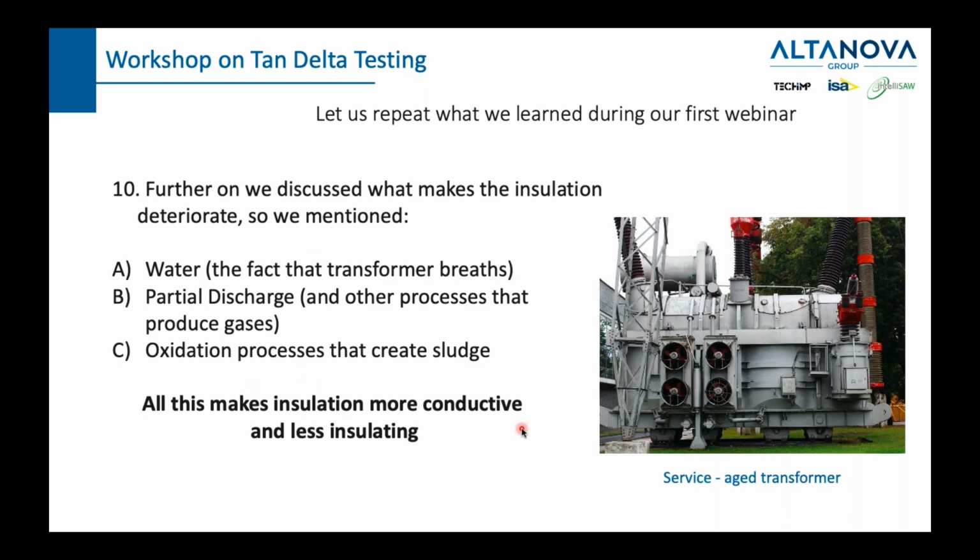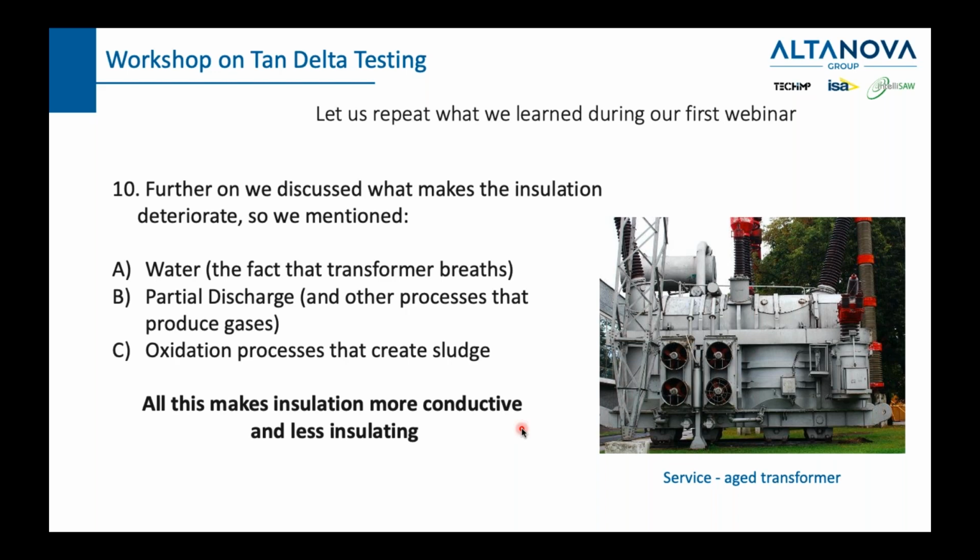So we said that water is one of the first factors, what makes insulation more conductive, which is equal to deteriorated. And the water comes in mostly because the transformer breathes. So the volume of oil in the transformer during the day is bigger, during the night is smaller, and then again bigger and smaller, which is something that attracts air inside, and air contains water molecules.